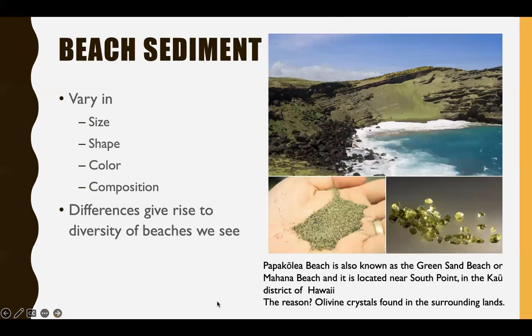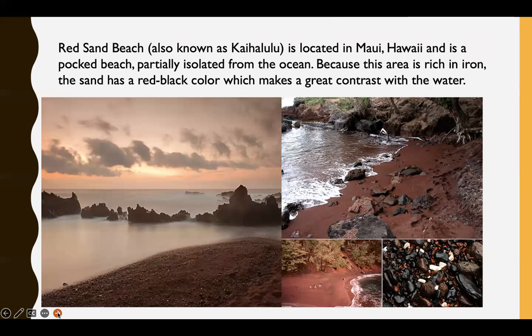Here's a really pretty picture of the green sand beach at South Point in Hawaii. Olivine is a green rock. We have olivine in California too, but there's a ton of olivine here. It's really, really beautiful if you ever get a chance to see it. We also have red sand beaches, and this is in Maui where I actually live. It's because there's a ton of iron in the rock. When you get really close, you can see all the different really cool colors of the beach, and it's beautiful. It makes the water really, really pretty.